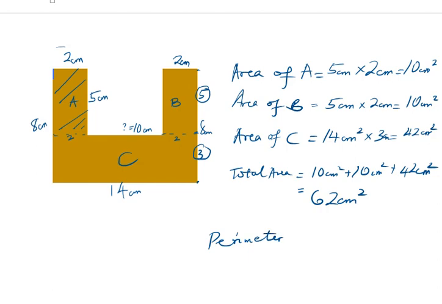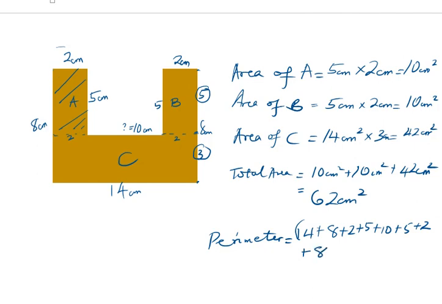you add all the sides. So let's look at the first one. Let's start with 14 plus, everything is going to be in cm, 8 plus 2 plus 5 plus 10 plus 5, that is 5 now, plus 2 plus 8, that's the whole of this length.